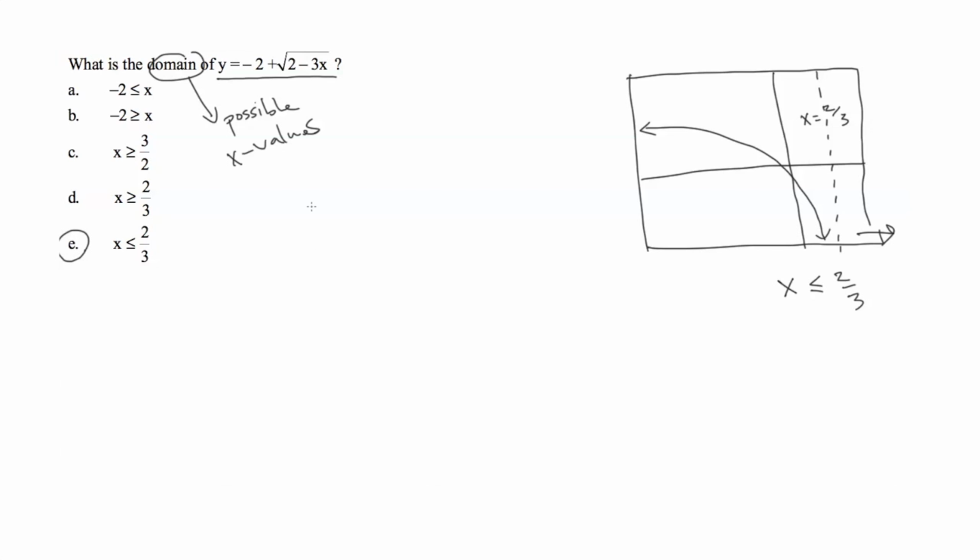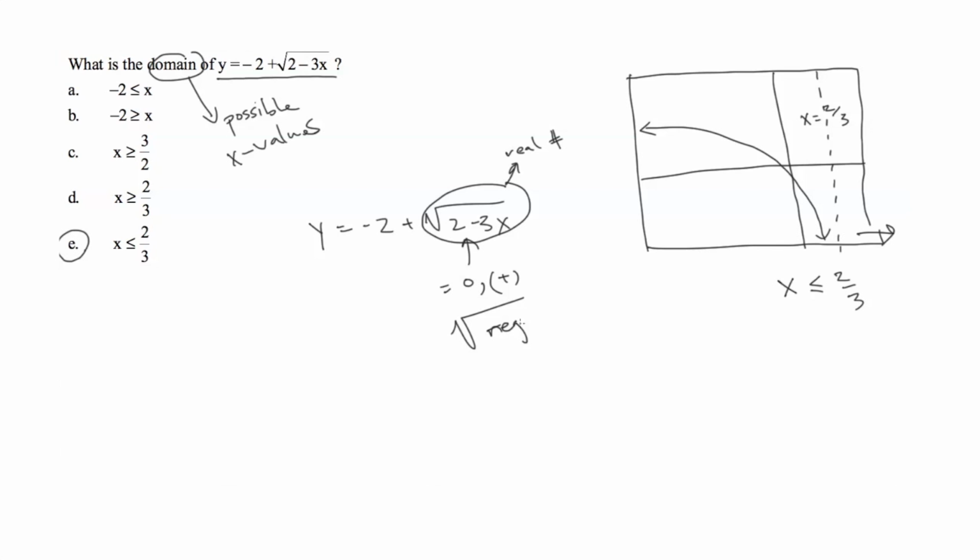But let's see how to solve this algebraically, because this is not too complicated. We know that y is equal to -2 plus the root of 2 minus 3x. In order for us to get real y values, we need this to be a real number. The only way that it could be a real number is if what's inside is equal to 0 or some positive value. Just to repeat that, if you take the root of a negative number, this becomes an imaginary number, and that would not be part of the domain.